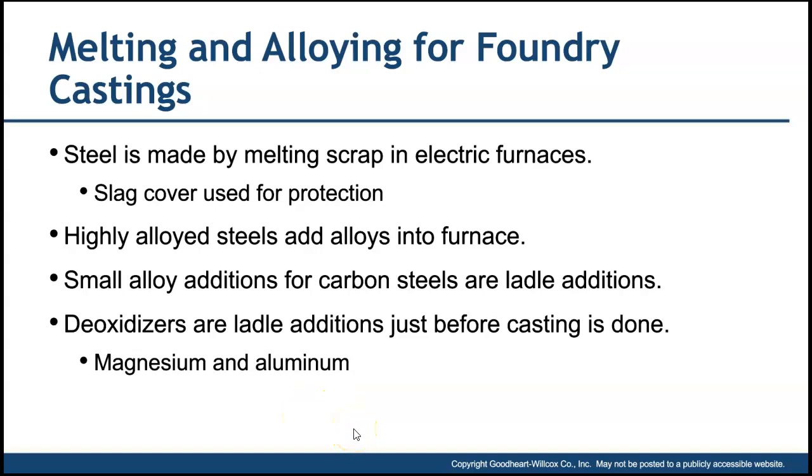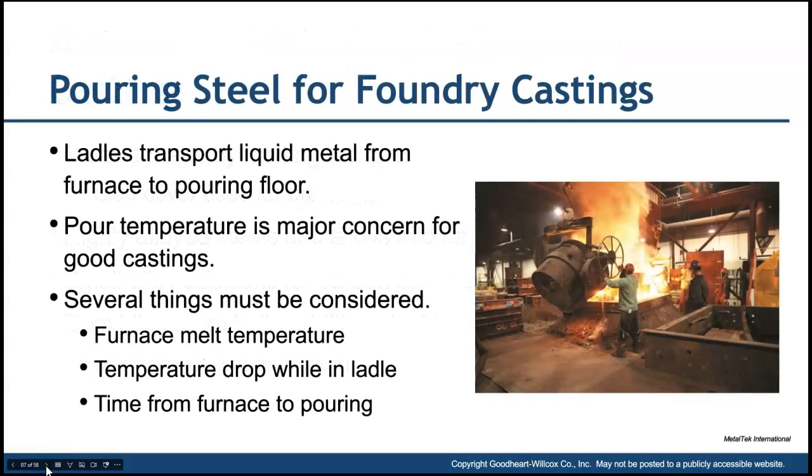And of course, as that goes, we can add more carbon steel. We can add different things in to make sure that it is the right chemical composition there. Deoxidizers to try to get rid of oxygen are also added at the ladle. So just before the molten steel is poured, some of those deoxidizers are things like magnesium and aluminum.